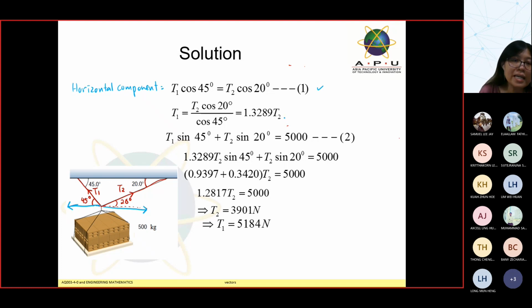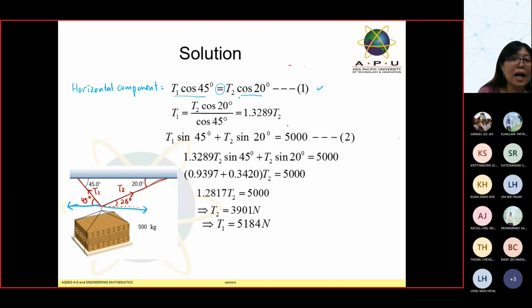So if, let's say, this is in static equilibrium, that means they are not moving, then the horizontal component for T1 and the horizontal component for T2 must be equal. The horizontal component for T1 will be T1 cos theta. Then for T2, the horizontal component will be T2 cos 20. And they must be equal. These are the only two components that we have so far, which are T1 cos 45 and T2 cos 20.